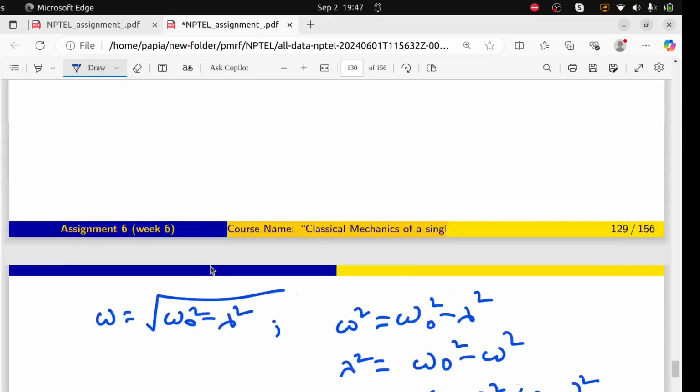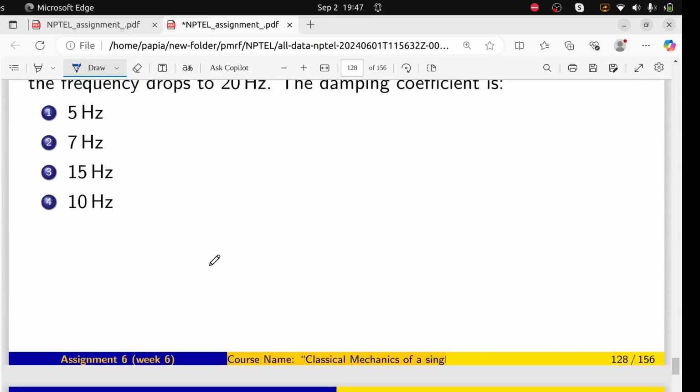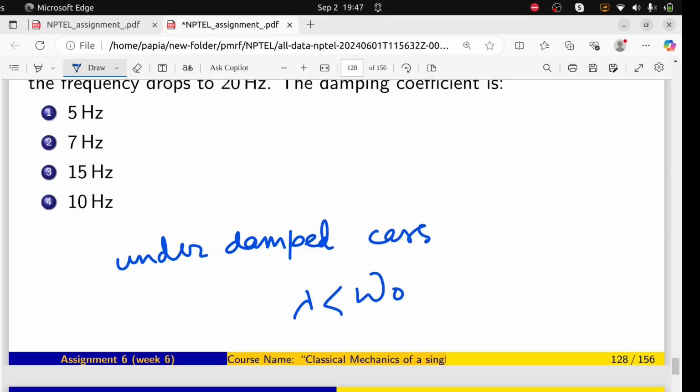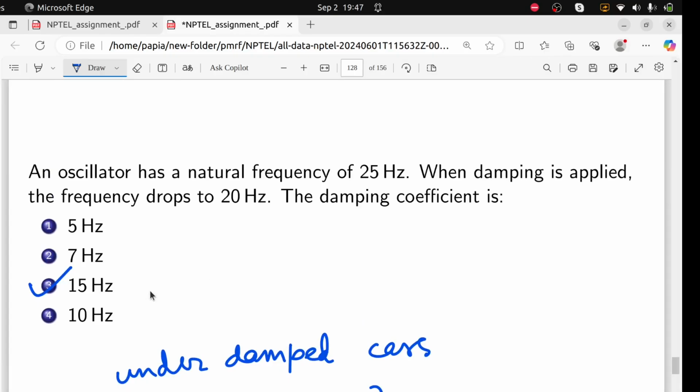So this is the condition for the underdamped case. Okay, it is not an overdamped case, where lambda is less than omega 0. So this is 15 hertz. Actually, whether it is underdamped or overdamped, you can see by seeing the options. Here you can see that natural frequency was 25 and none of the options is greater than 25. So that means it will be an underdamped case. So we have to take that lambda is less than omega 0. So accordingly, we will just put the expression.